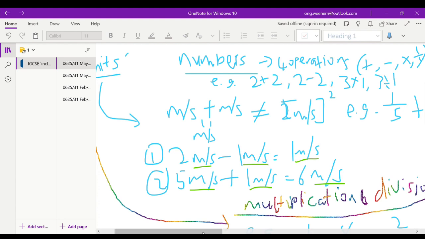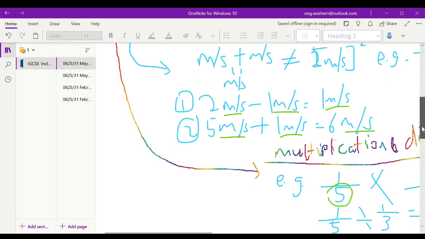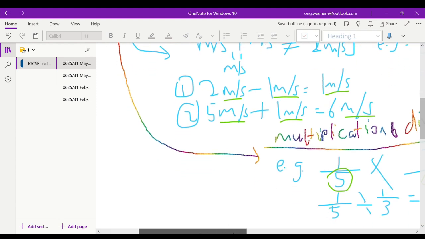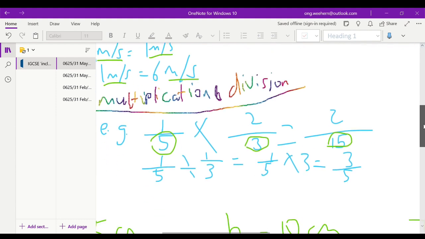Now when it comes to multiplication and division, for example, 1 over 5 times 2 over 3, we multiply the numerators together: 1 times 2 is equal to 2. And for the denominator, 5 times 3 gives you 15. Notice the denominator actually undergoes multiplication as well. The similar thing can be said for division. 1 over 5 divided by 1 over 3 equals 1 over 5 times 3, and you get 3 over 5.